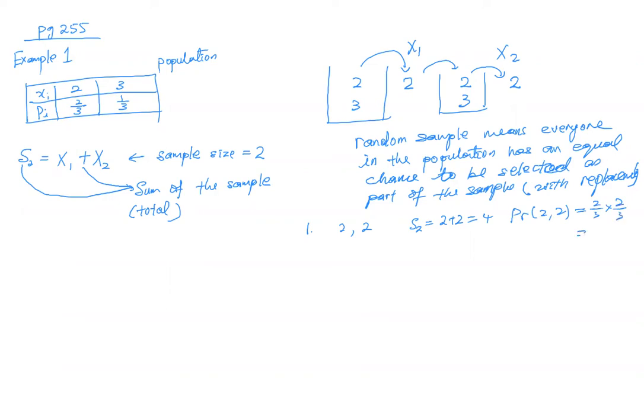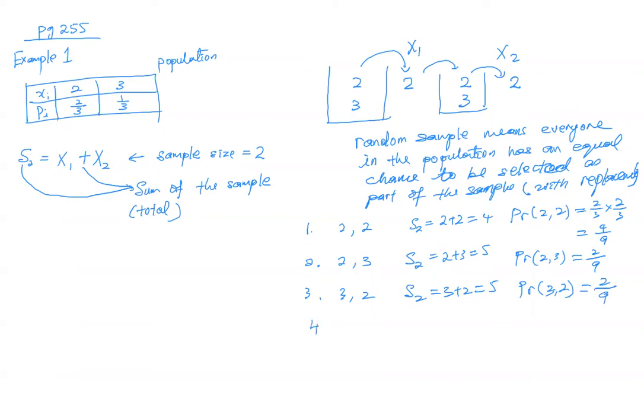That is 4/9. Another sample I can get is, the first one is 2, the second one is 3. So sum of all these sample will be 2 plus 3, which is 5. And the probability will be 2/9. Or I can also have 3, 2, which is 5. Is also 2/9.